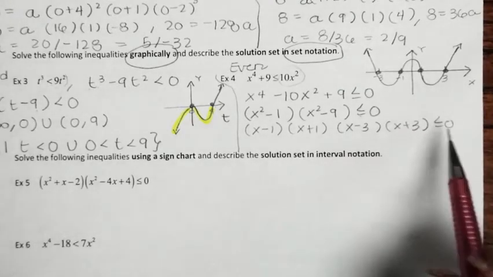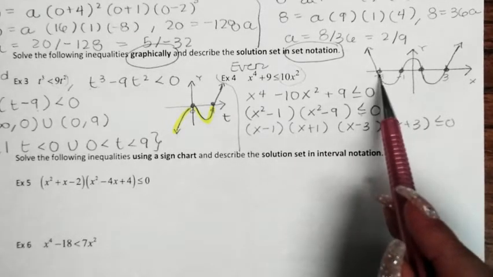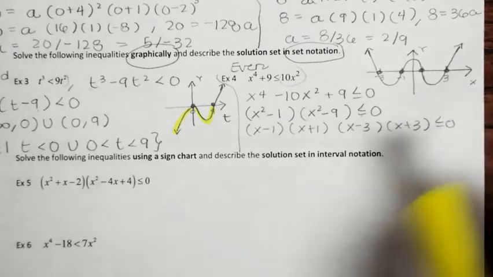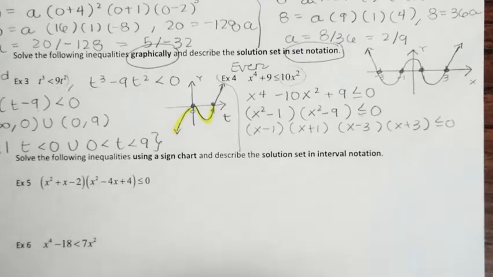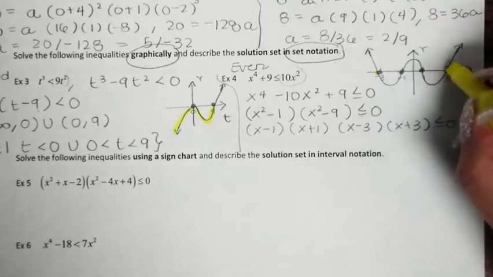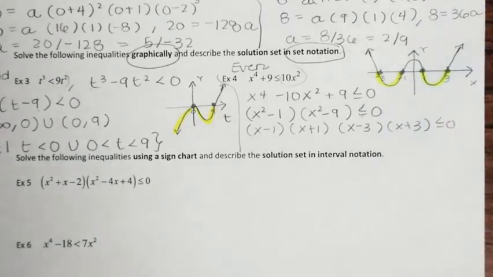Now, let's analyze the inequality that you have here. As we were talking about, we are going to include the negative 3, the negative 1, the 1, and the 3. So now you have that it's less or equal. Therefore, in this situation, I'm going to include all of them. In addition, I know that it's below the x-axis. So you can see there your solution.